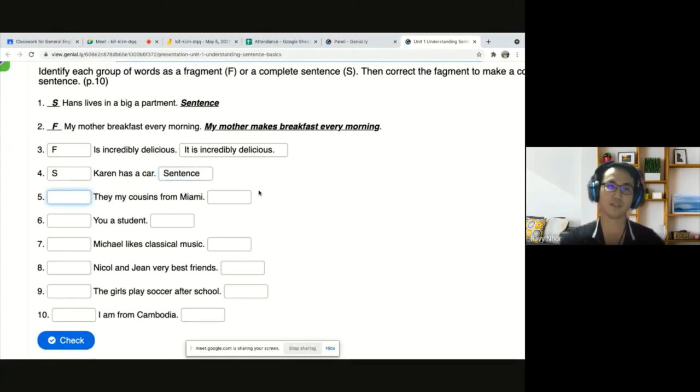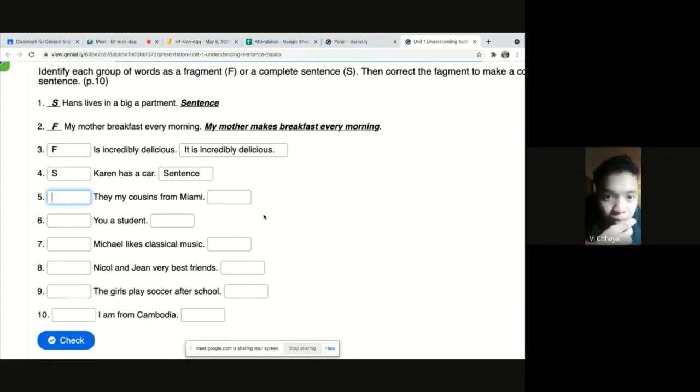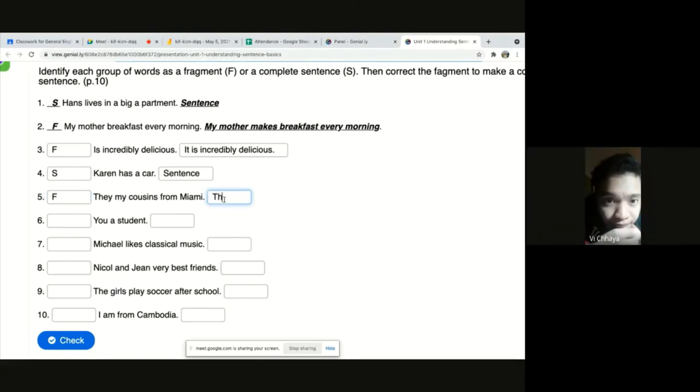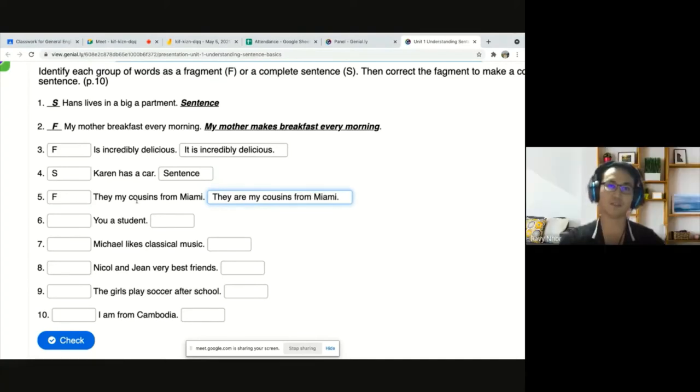Number 5, Chaya. They my cousin from Miami is a fragment. A fragment. So how do you correct it? They are my cousin from Miami. Okay.